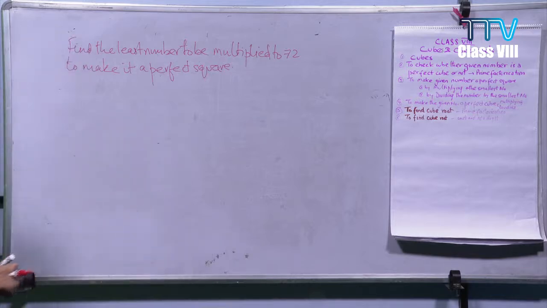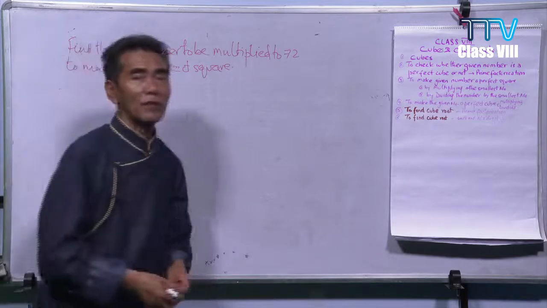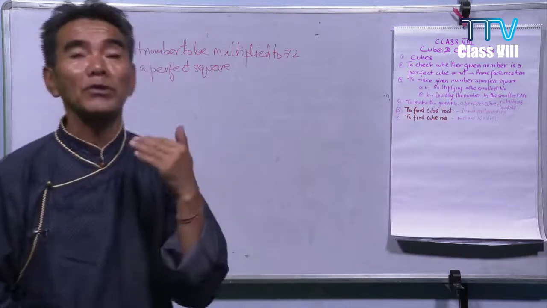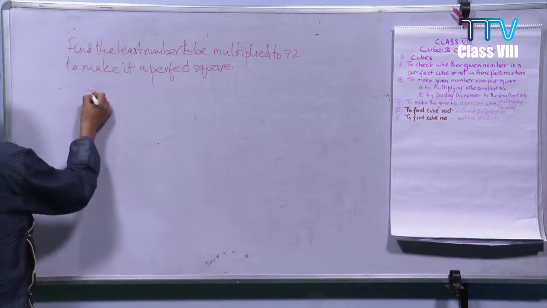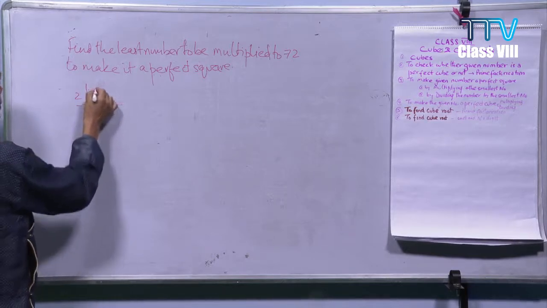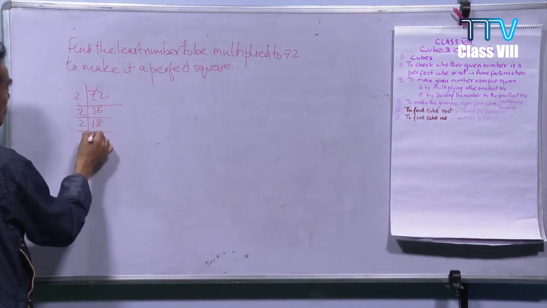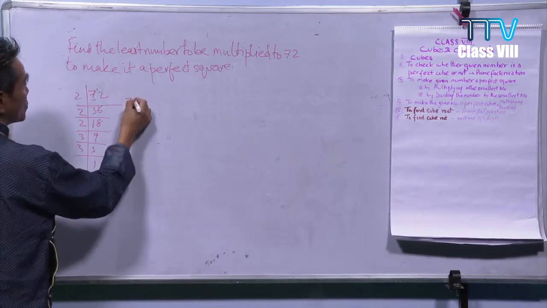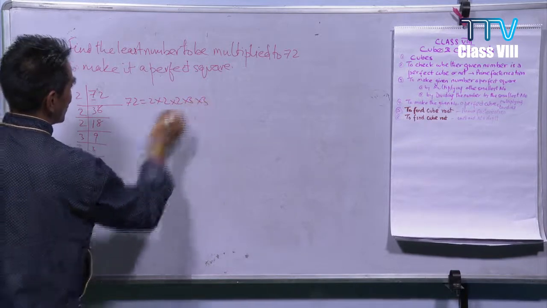Find the least number to be multiplied to make it a perfect square. So as to get a perfect square, we multiply by the smallest number. First we find the prime factors. 72 is equal to 2 multiplied by 2 multiplied by 2 multiplied by 3 multiplied by 3.